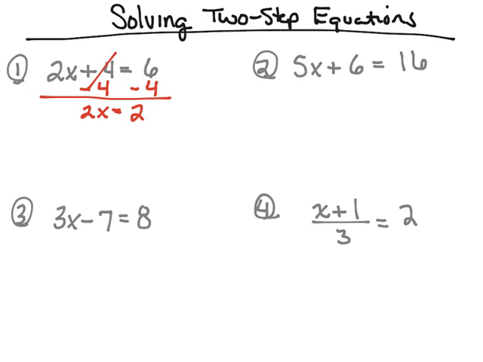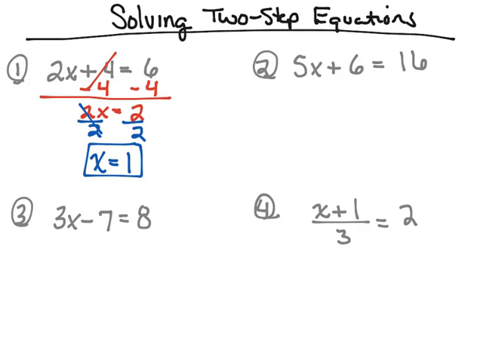I've got to do my second step. Notice I'm trying to solve for x, and right now I have two x's, and I just want to know what x or 1x is equal to. So in order to do that, since they're multiplying by 2, I'm going to do the opposite. I'm going to divide by 2. So that leaves me with x, and 2 divided by 2 leaves me with a 1. Therefore, the solution to this equation is 1.